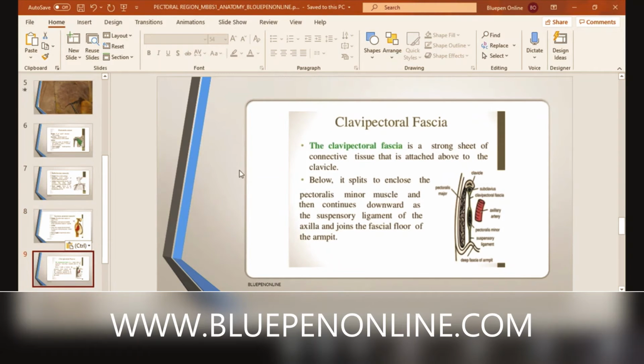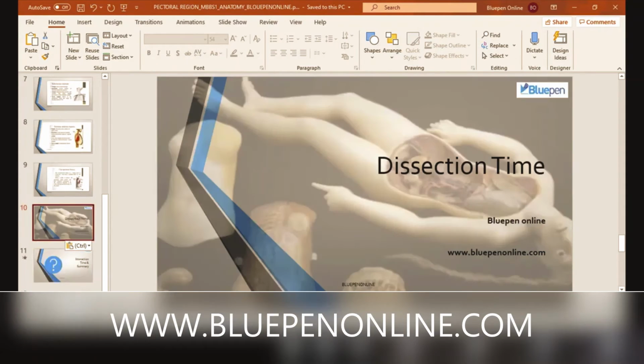And we'll see about the clavipectoral fascia. The clavipectoral fascia is a strong sheet of connective tissue that is attached above to the clavicle. Below, it splits to enclose two muscles, the subclavius and the pectoralis minor, and then it continues downward as the suspensory ligament of the axilla and joins with the fascial floor of the armpit. This fascia between the pectoralis minor and the subclavius muscle, I'll also show in the dissection video. Okay, so let me show that video, one second.